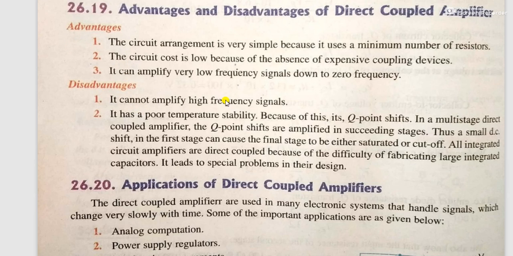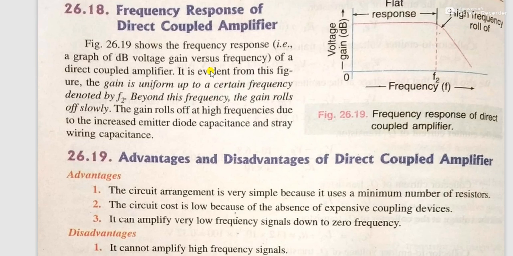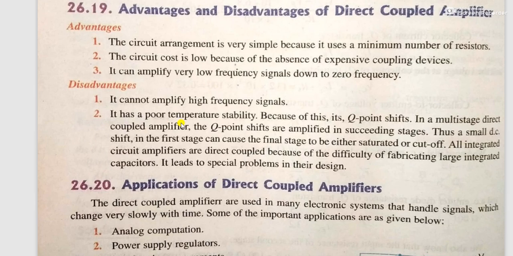Disadvantages: it cannot amplify high frequency signals, as shown in the figure here. For frequencies above F2 there is a high frequency roll off. It has poor temperature stability. Because of this, its Q point shifts. In a multi-stage direct coupled amplifier, the Q point, that is the operating point, shifts and is amplified in succeeding stages. Thus, a small DC shift in the first stage can cause the final stage to be either saturated or cut off. We know that whenever a transistor goes into saturation mode, it behaves like an on switch, and if it goes into cut off mode, it acts as an off switch.